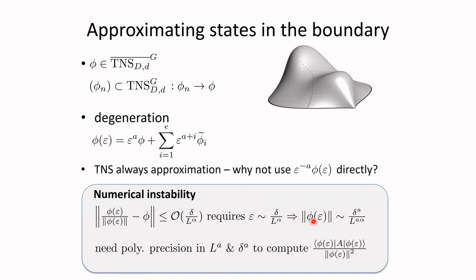which in turn means that the norm of this degeneration will also be of the order delta over alpha divided by delta to the a, so this is the approximation degree, divided by L to the alpha times a here. So now if you think that you want to compute an expectation value, we have to divide by this norm. So we divide by a quantity of this order and multiply it with a quantity in the inverse order. So we need to have a polynomial precision in all the parameters L to the alpha and delta to the a at the end of the day. And this leads to numerical instabilities, and these can actually be observed.